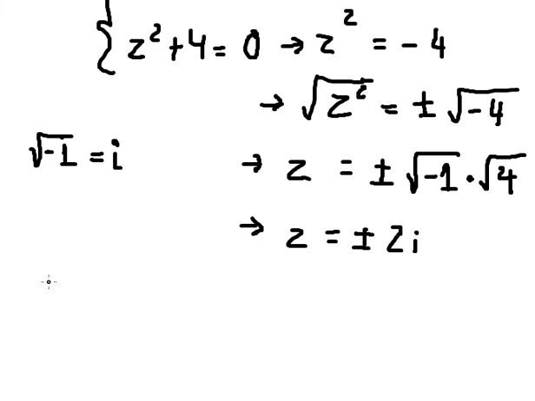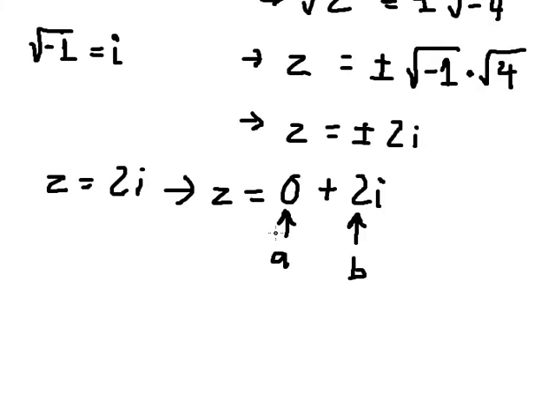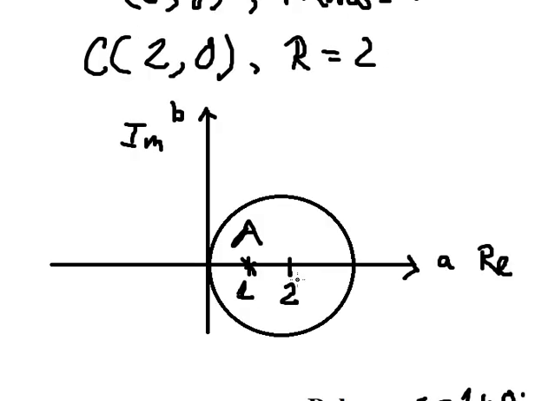Now the next one, z equals 2i. That means z equals 0 plus 2i. This one is a, and this one is b. So we have a equals 0, b equals 2. So a equals 0 here, b equals 2 here. We can see that this point is outside the contour, so we cannot consider it.